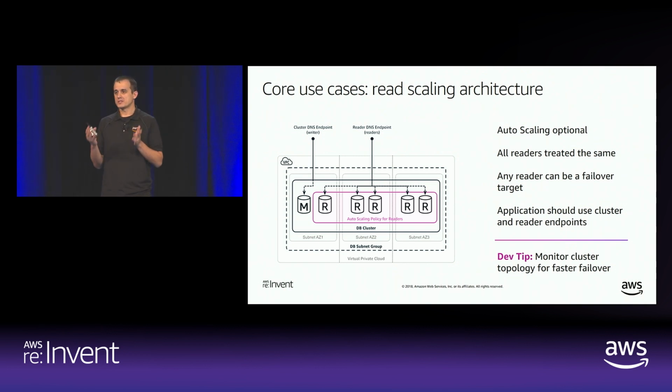And the application uses the cluster endpoint. The cluster endpoint itself always points to the writer node. Even if there's a failover, it will follow that writer. And then the application also uses the reader endpoint, which is a cluster level endpoint that does round robin across all of your readers. And then you can use auto scaling to add and remove reader nodes based on demand if your application needs that level of read scaling.